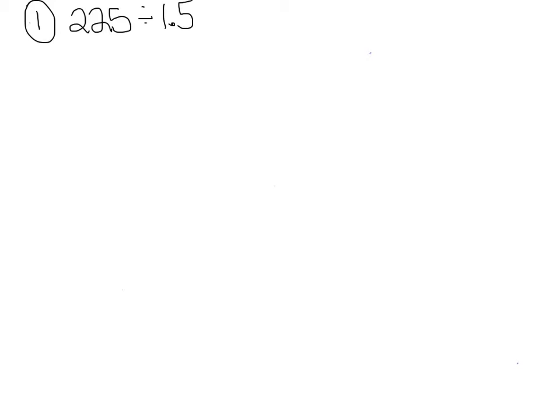So I'm going to set up my long division. Now, one thing people often forget is which number goes on the inside and which number goes on the outside. Your first number here, 225, that is your dividend. Your dividend goes on the inside. It's what's being divided. 1 5/10 is what's called your divisor. It is what the dividend is being divided by, and that goes on the outside. So a quick trick is just to remember that the first number always goes on the inside.